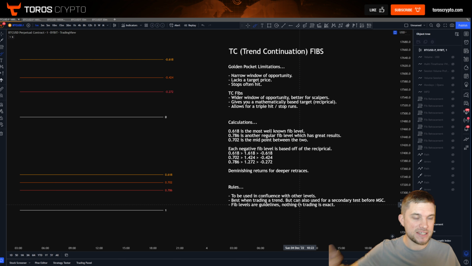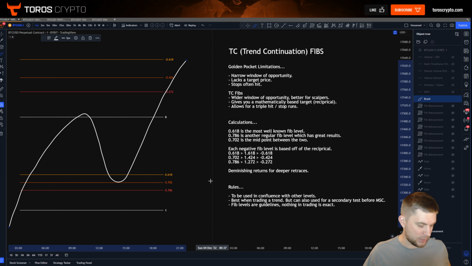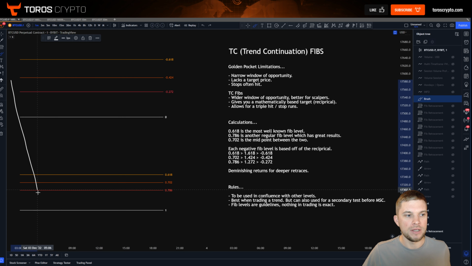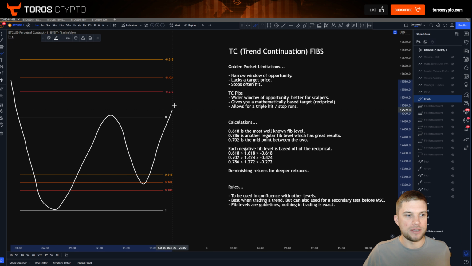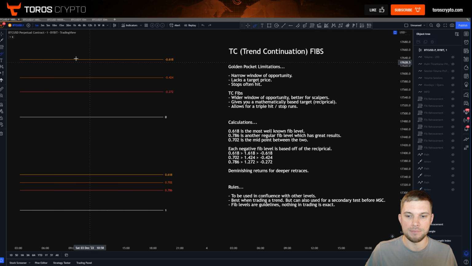So if you're in an existing trend, let's say you're in a really nice uptrend, it's really good to get those continuation plays where you can go into here, into there, and get that continuation, more so than a reversal where you're looking like this. Okay, so it is better for a continuation rather than a reversal, but it can also be used for a secondary test before a market structure change.